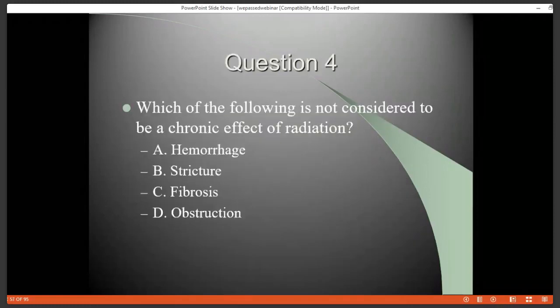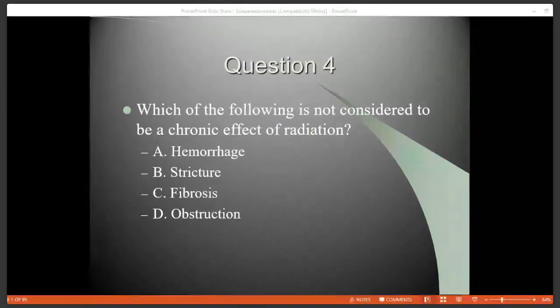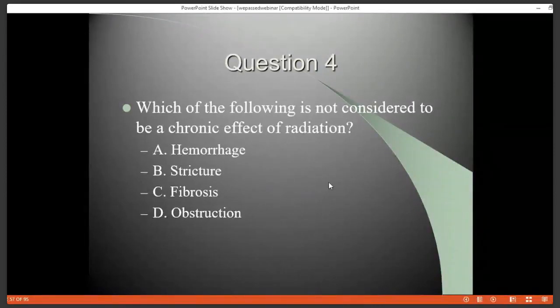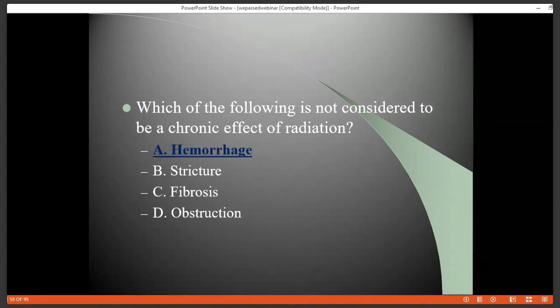So question 4. Which of the following is not considered to be a chronic effect of radiation? All right, so hemorrhaging is not considered to be a chronic effect. This is, again, one that we would look at as being an acute effect of radiation. Stricture, fibrosis, and obstructions are progressive and tend to be irreversible after a course of radiation. So they would be chronic.